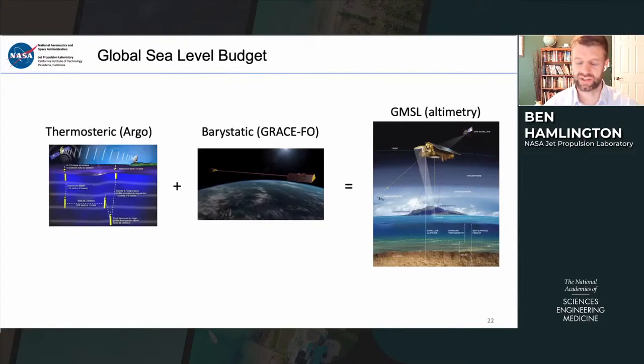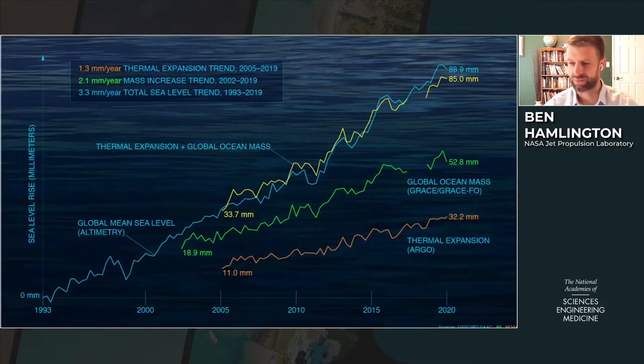All right, so based on these observations, we can do what we call the global sea level budget. This is a very simple computation that allows us to check the observations we're getting from these three different systems and see how well they agree with each other. Very roughly, the Argo mean sea level plus GRACE and GRACE Follow-On mean sea level should roughly equal what we see with the altimetry. So thermosteric plus barystatic should roughly give us global mean sea level, again understanding some of the caveats I mentioned previously. And it turns out that works pretty well.